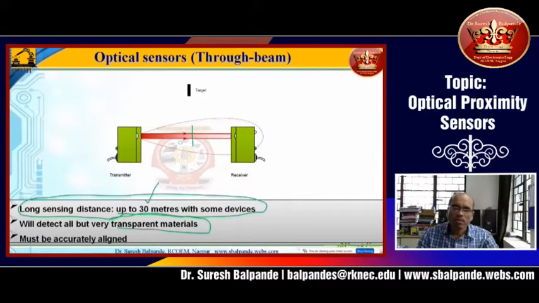And the drawback of this sensor is that it must be accurately aligned. If this alignment is disturbed, then light will probably not fall on the receiver. It may go this way or it may go this way also. Okay, this alignment is a very, very important parameter.